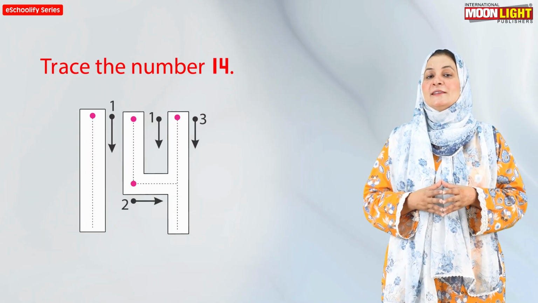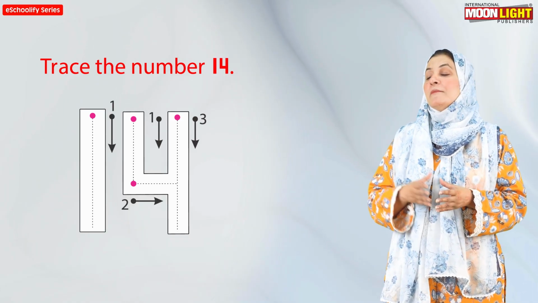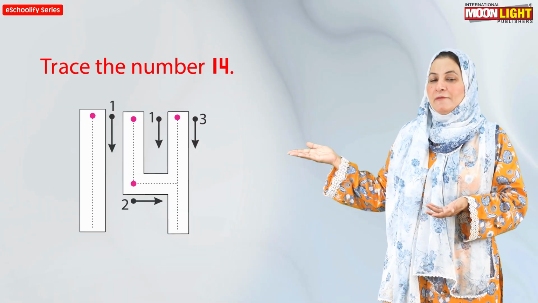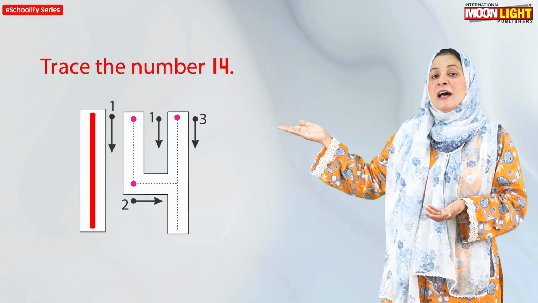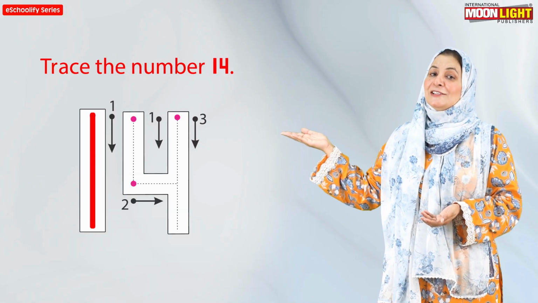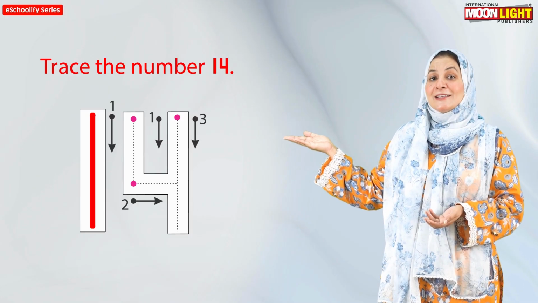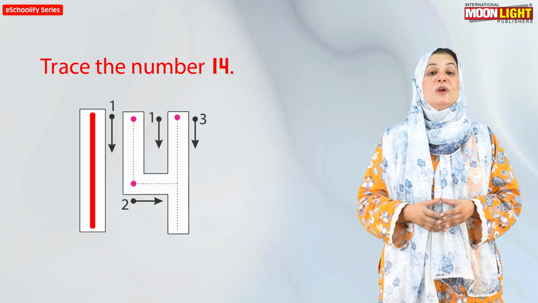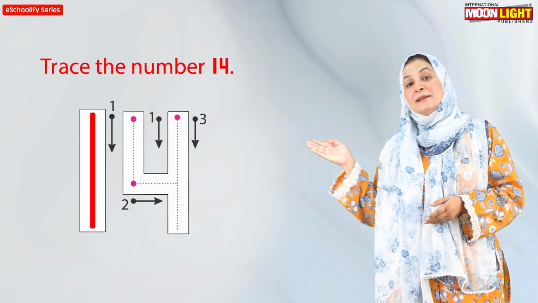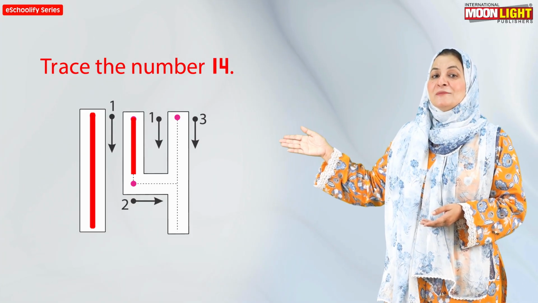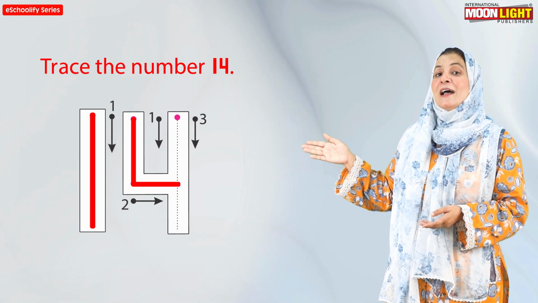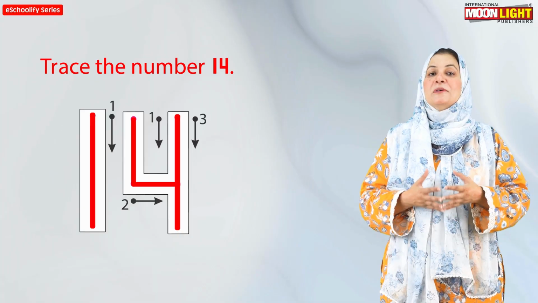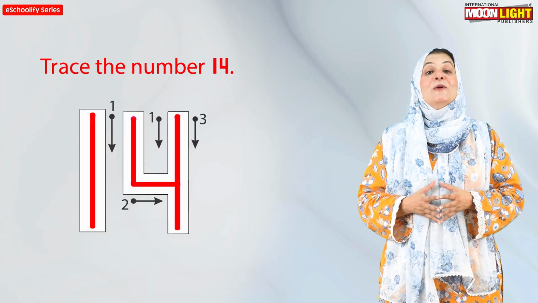After teaching this, we will teach them how to write number 14, how to trace number 14. Start from the dot, come straight down. We will join dots to dots. Okay, come straight down. It will make number 1. Start from the dot. Come straight down. Make a sleeping line. Another straight down. It will make number 4.